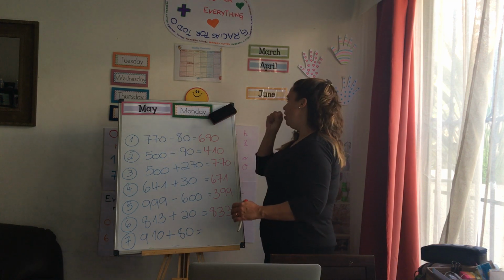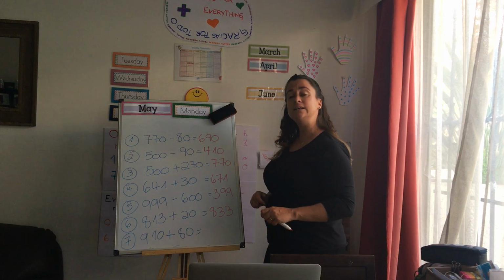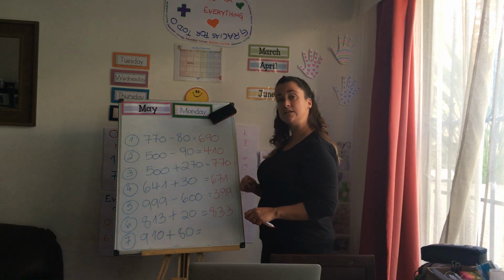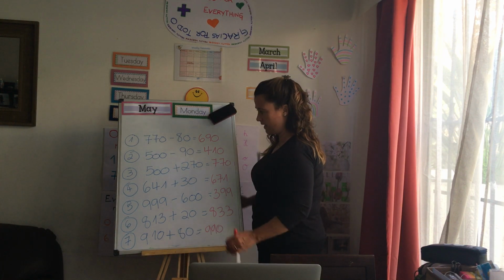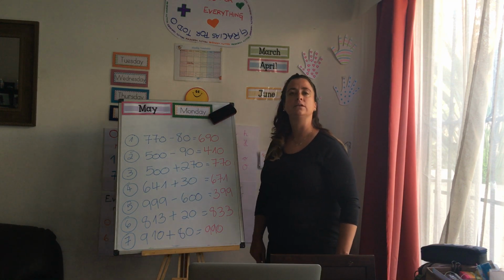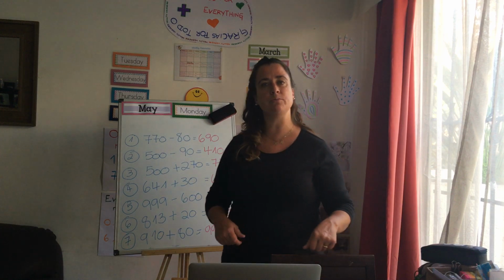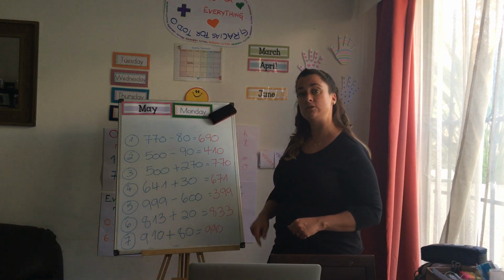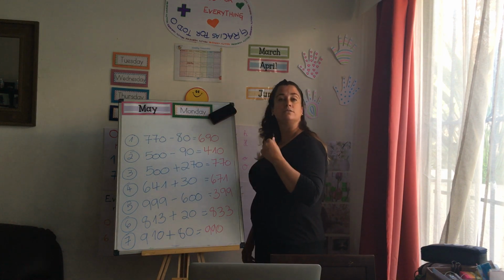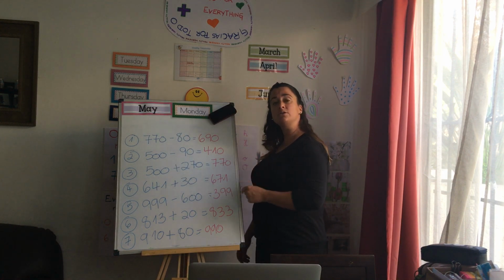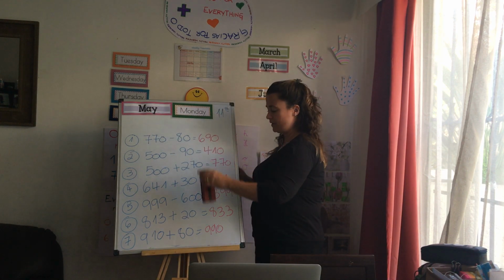833. I'm sorry, I was going to say a different thing. 910 plus 80. Good job, guys. 990. Good job. That was super. Remember, if it's correct, we make a beautiful tick. If it's not, don't you worry. We make a cross right next to it and we write the correct answer.